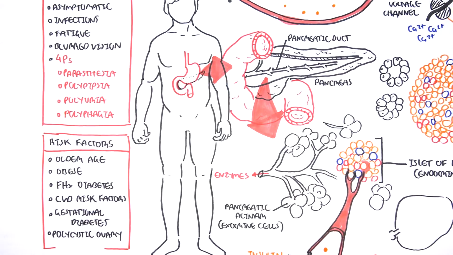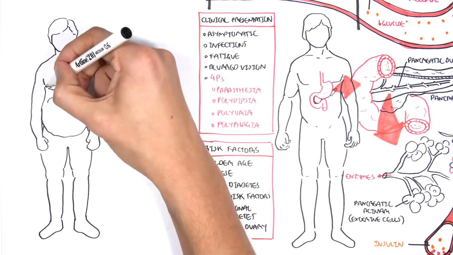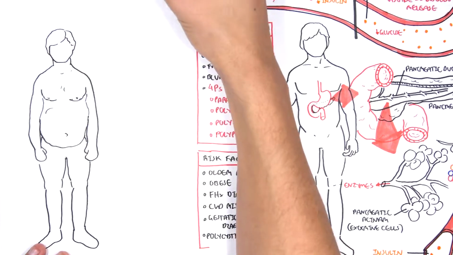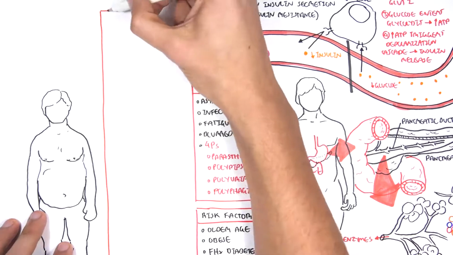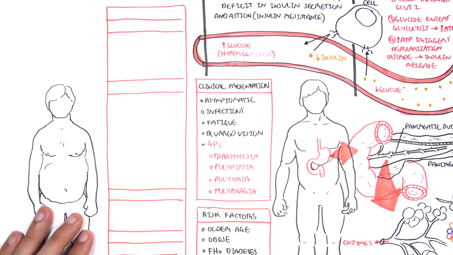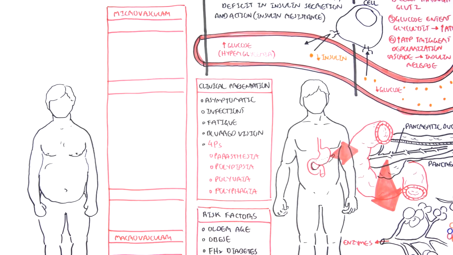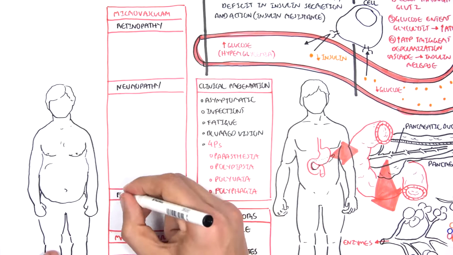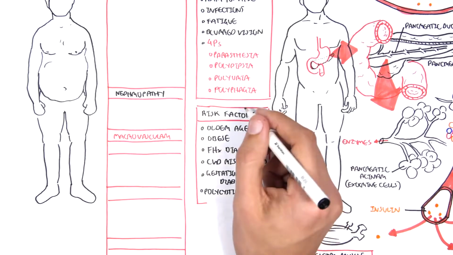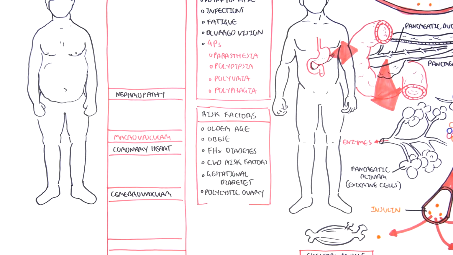So we learned about the signs and symptoms and the risk factors for diabetes. But what happens when diabetes progresses and is untreated? As diabetes progresses, is undiagnosed or untreated, several complications can actually occur. These can be divided into microvascular and macrovascular complications. So microvascular complications include retinopathy, neuropathy, and nephropathy. Macrovascular complications include coronary heart complications, cerebrovascular complications, and peripheral vascular complications.